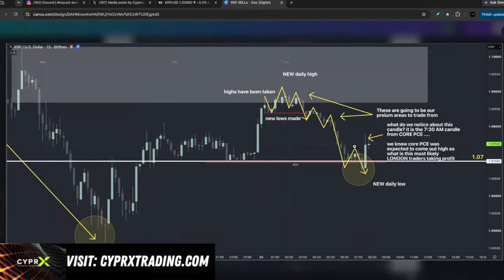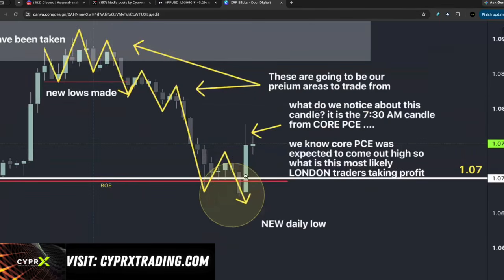And what we notice about this bullish candle here is that this tiny bullish candle comes in at exactly when the core PCE came in at 7:30 a.m. This is the 7:30 a.m. candle from core PCE. And we know that core PCE was expected to come out higher. So using our logic, if London session sold from all the way up here, what were London session institutions most likely anticipating? They were pricing in higher inflation, which is why there was still sell pressure during London session.